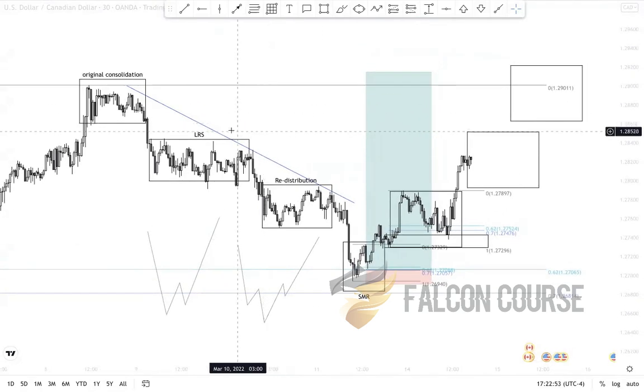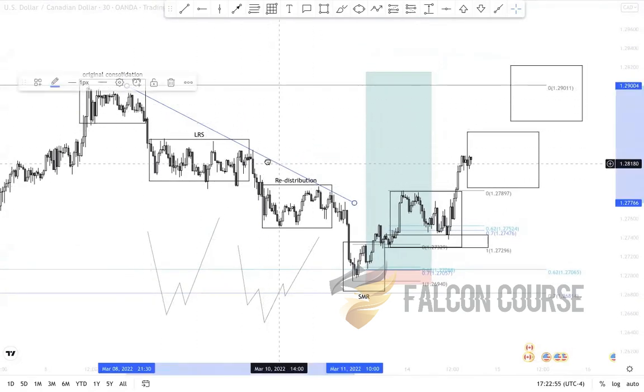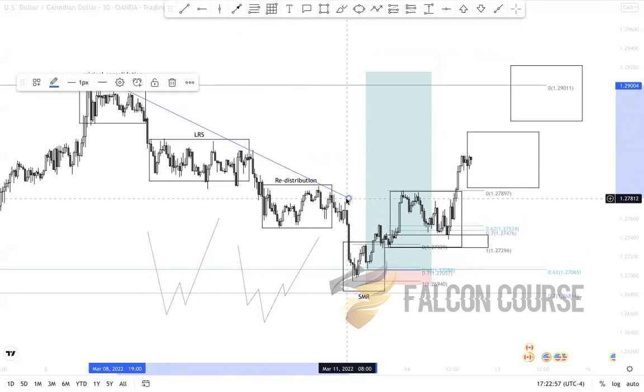So, trendline liquidity here. So you have to have a bias and you have to have a narrative for this to work.